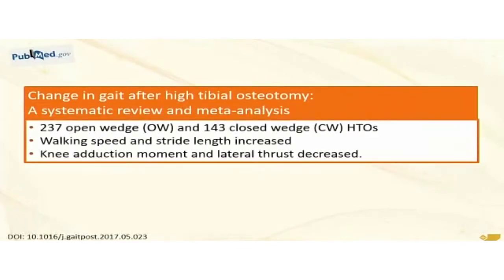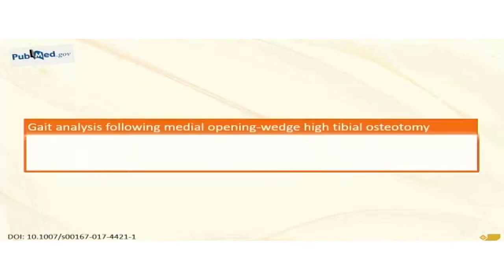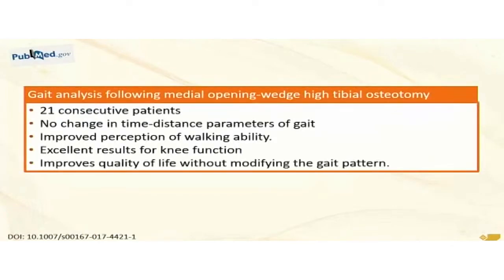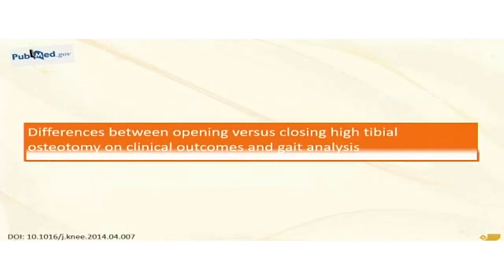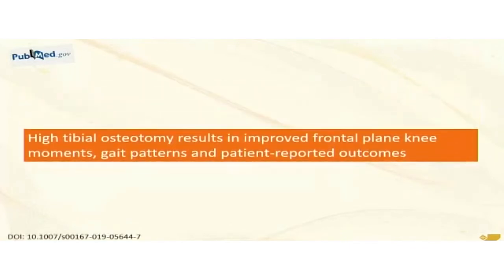So when we go to the literature, this particular paper says walking speed and strength increase and the knee abduction movements and lateral thrust decrease. This paper says that there is no change in the time distance parameter, but the patient feels very good. That is how they improve the gait. This paper says, all about the gait analysis, that the open wedge reduces knee varus movement and lateral thrust, but with the closed wedge, lateral thrust is not very well improved.